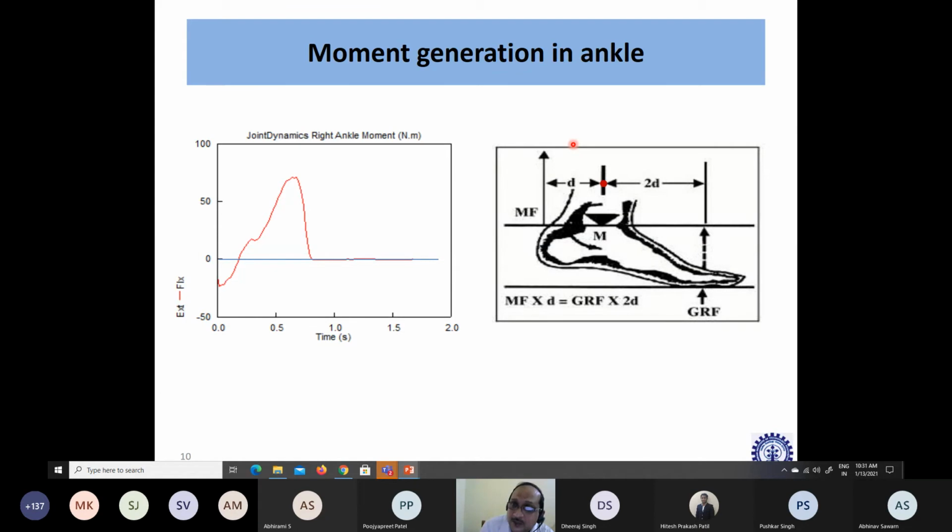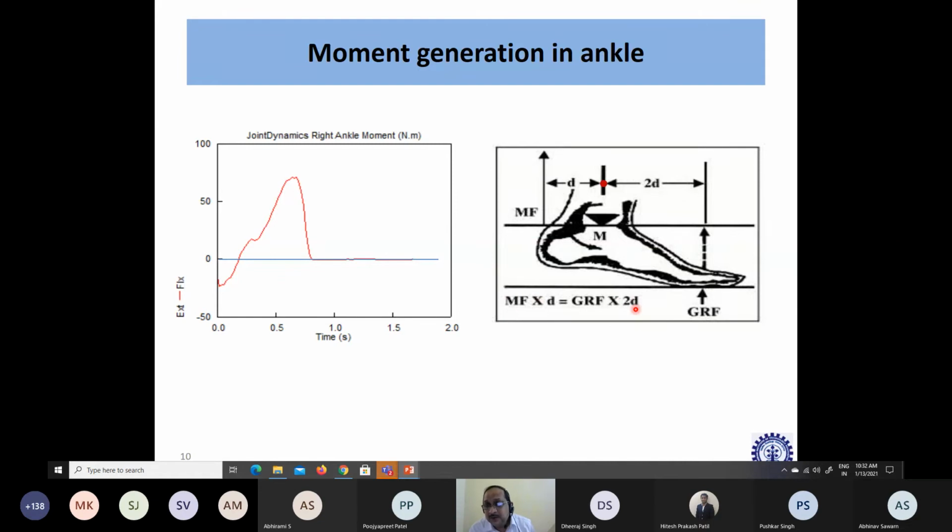Which needs to be counteracted by the muscle force. You see the muscle force here, and this muscle force should act and create a counteractive moment in the clockwise direction. So the muscle force multiplied by the perpendicular distance d should be equal to the ground reaction force multiplied by the distance through which it acts. So this is the equation of the moment balance.